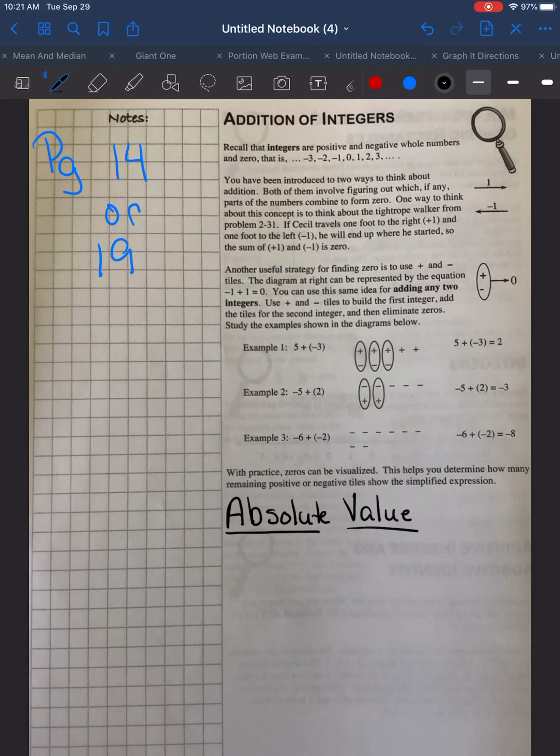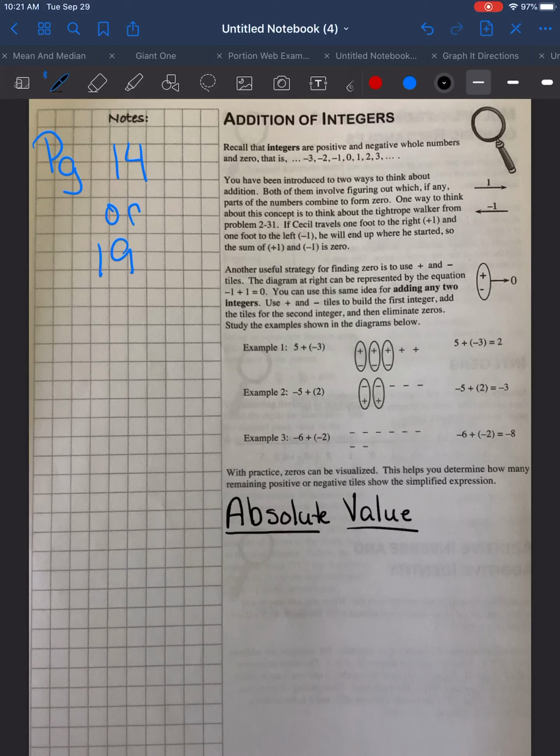Okay, absolute value has a very simple explanation or definition. It is the distance from zero a number is on the number line. Okay, that's a mess. So it is just simply the number's distance from zero.